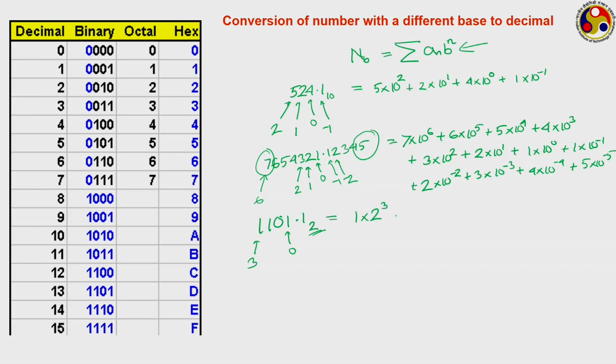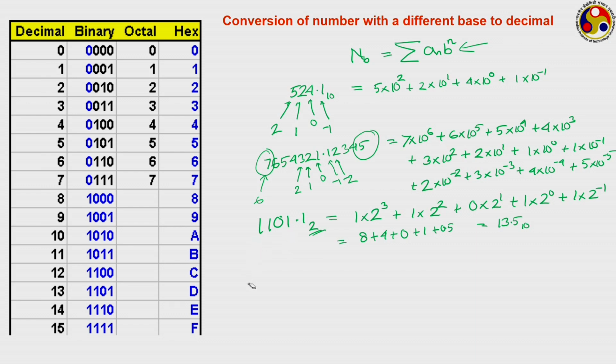So 1 into 2 to the power 3, plus 1 into 2 to the power 2, plus 0 into 2 to the power 1, plus 1 into 2 to the power 0, plus 1 into 2 to the power -1. So get their values. This is 8 plus 4 plus 0 plus 1 plus 0.5, that is 13.5 in decimal base 10. That is how we can convert a binary number to its decimal equivalent.